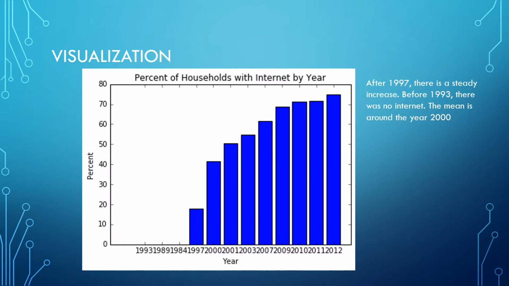As you can see by this visualization, after the year 1997, the percent of households with internet increased by year. Before 1993, however, there was no internet users. So with a mean around 2000, you could see how the internet has increased so much in the last 12 years.